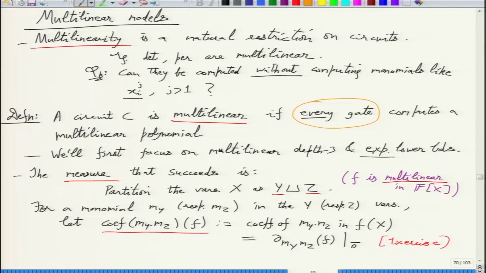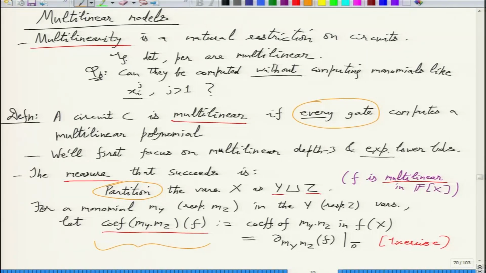To study these models, the measure that we will look at is: partition the variables x into y disjoint union z, and then draw a matrix where you have rows as y monomials, columns as z monomials, and an entry will be the corresponding coefficient in the polynomial.